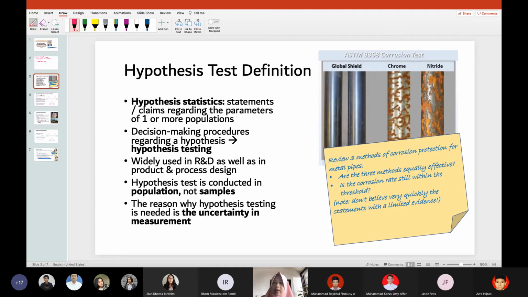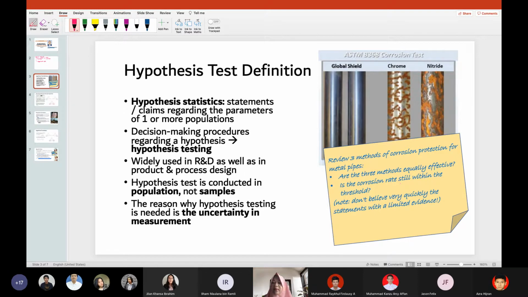And then here we have three methods of corrosion protection for metal pipes. And then the question is, are the three methods equally effective, or is the corrosion rate still within threshold?